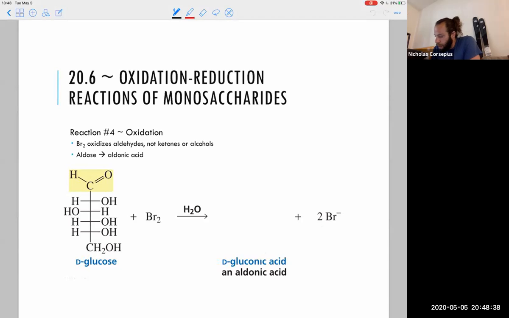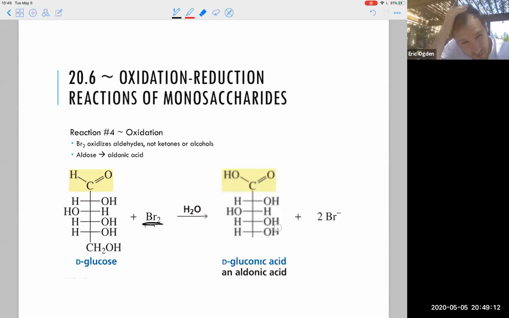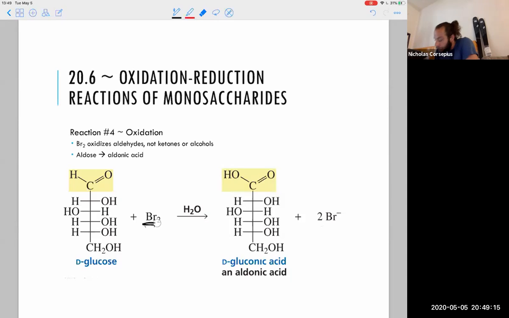We can also do oxidation. So there's going to be a few different oxidation reactions that we learn about. First one is going to be oxidation via bromine. Bromine can oxidize an aldehyde. What would we get if we oxidize an aldehyde group? Carboxylic acid. Alcohol is reduction. Yeah, we reduce to an alcohol; we oxidize, it would be carboxylic acid. So bromine can convert aldehyde groups to carboxylic acids.